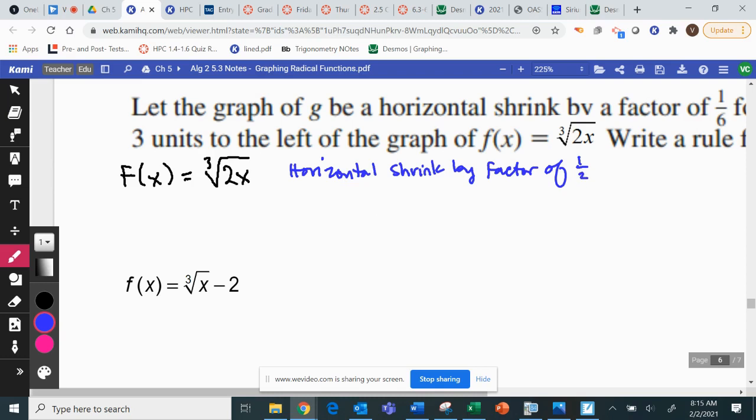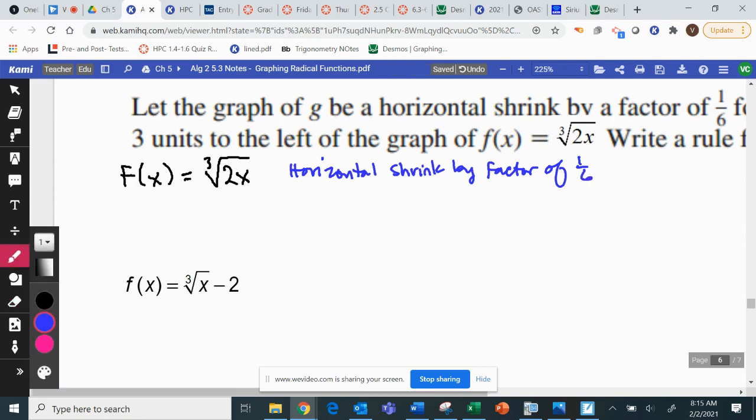Now it says it in the problem. I'm writing it down because that's what I did in the answer key, just so you can kind of follow when you see my answers. But literally, I just copy down what it says right above it. So horizontal shrink by, it's not 1/2, it's 1/6. Sorry. Horizontal shrink by a factor of 1/6.